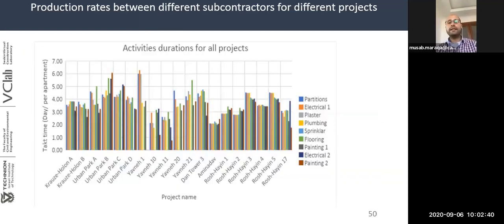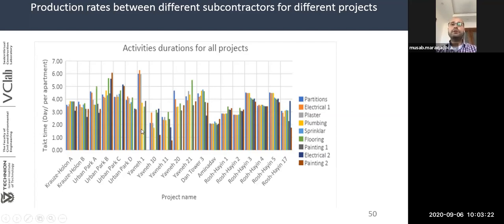The second part of this experiment is to measure the production rates between different subcontractors in different projects. One of the most important points in measuring flow in construction projects is to have approximately the same production rate between different subcontractors. So we tried to study the production rate for different activities in these projects. It includes partitions, electrical, plaster, plumbing, sprinklers, until painting too. We can see, for example, for Yavne 10, which is a purely traditional project, that there are a lot of variations and a big difference between the different production rates.